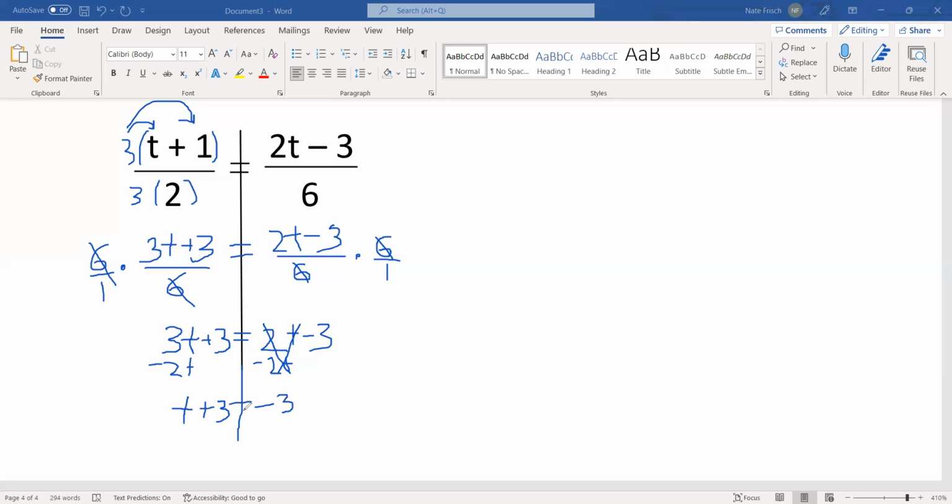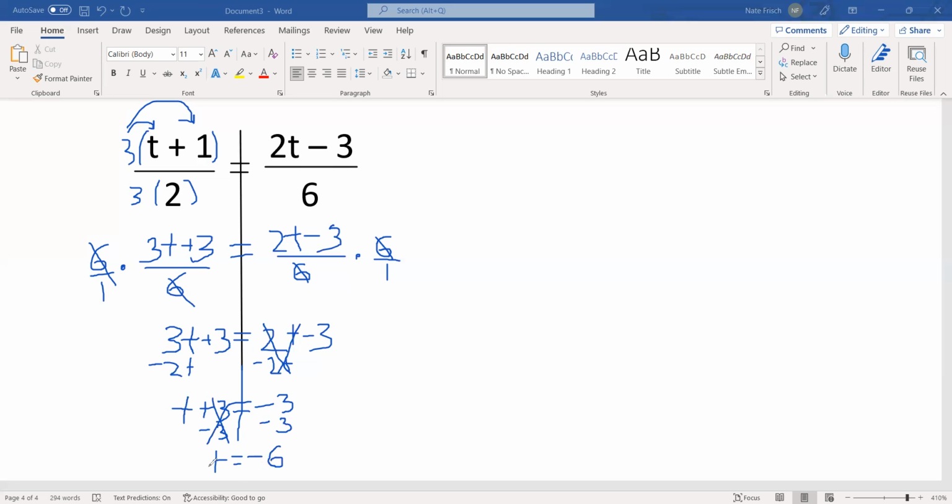One step to go. I want t by itself. Right now it has a 3 added to it. I'll undo that by subtracting 3 or adding a negative 3, either way. So here, these are going to cancel out. I'm just left with t. And negative 3 minus 3 should give me negative 6.